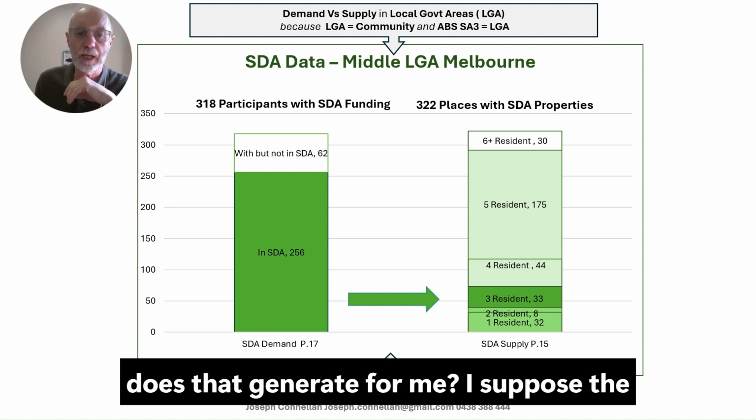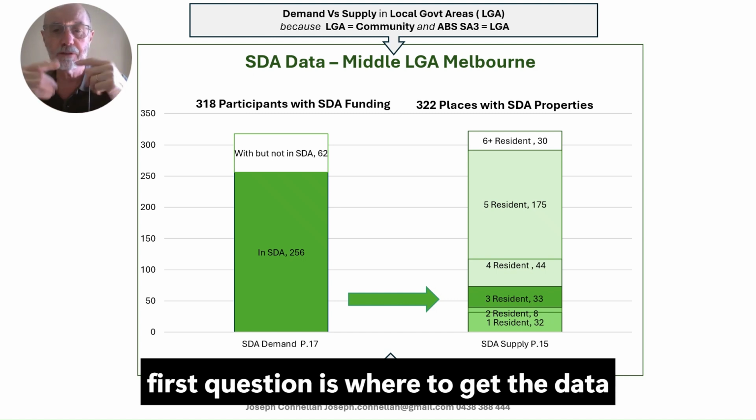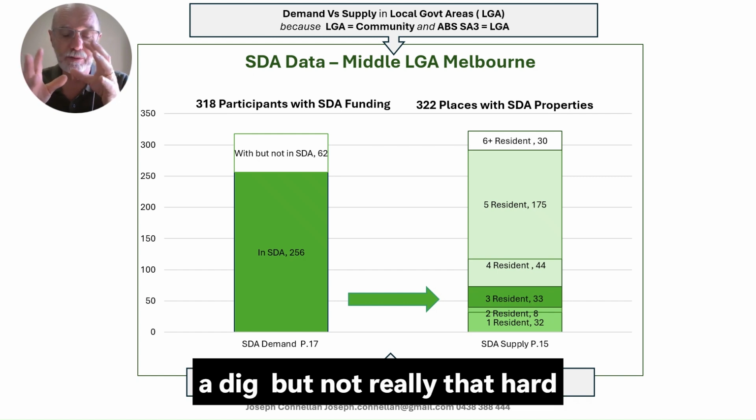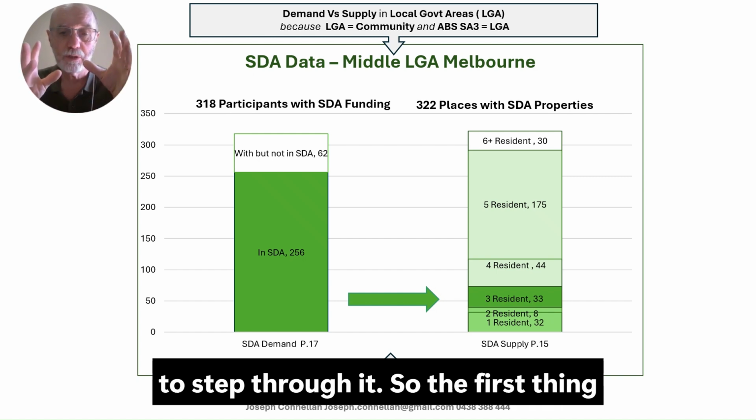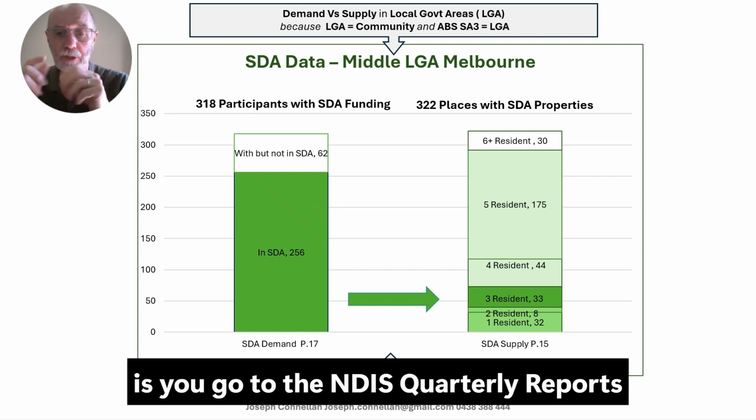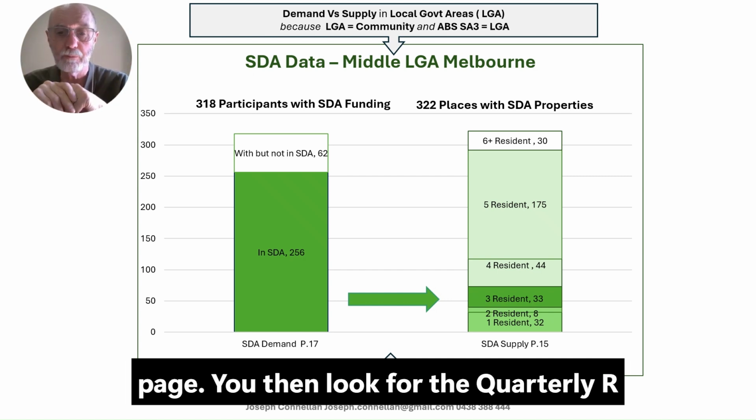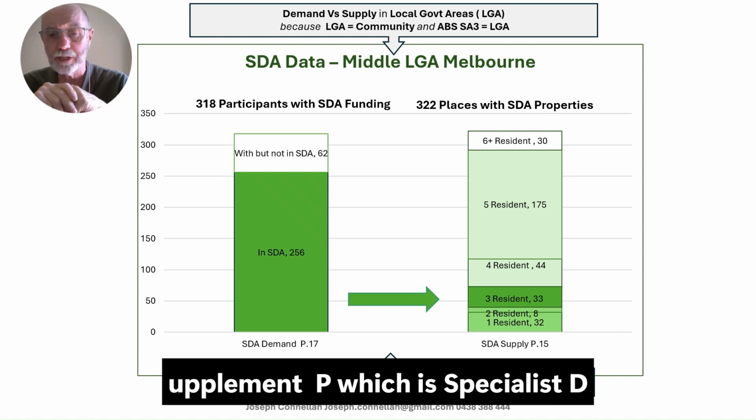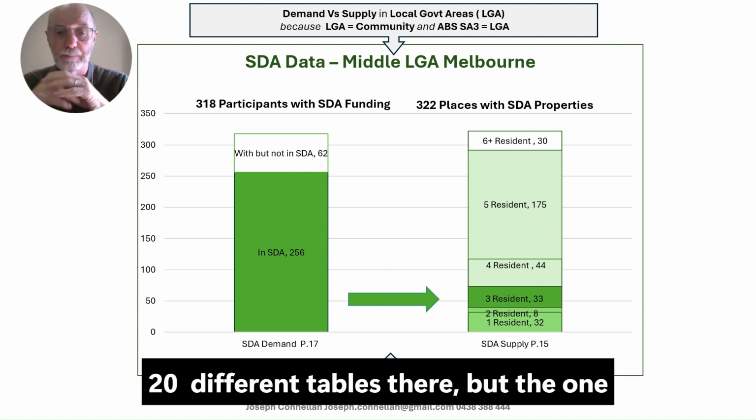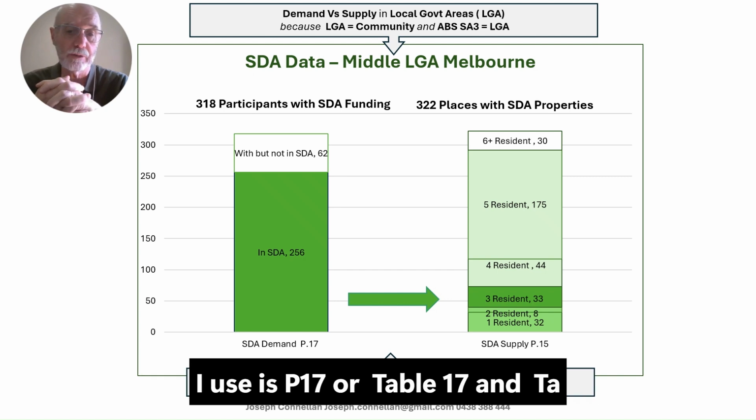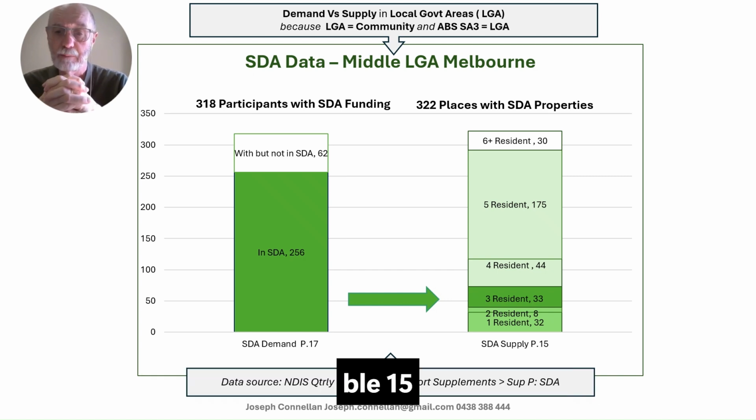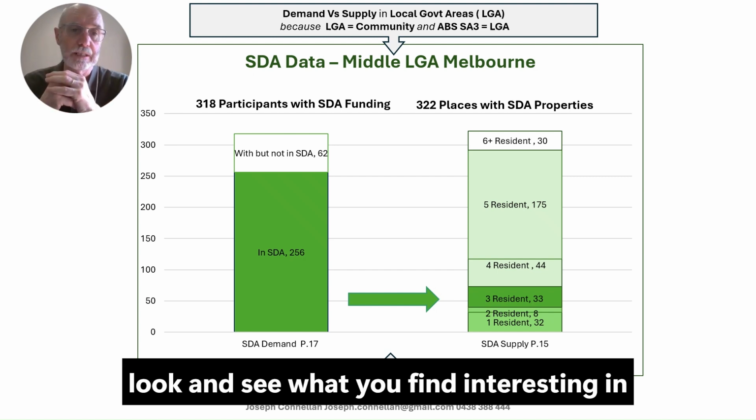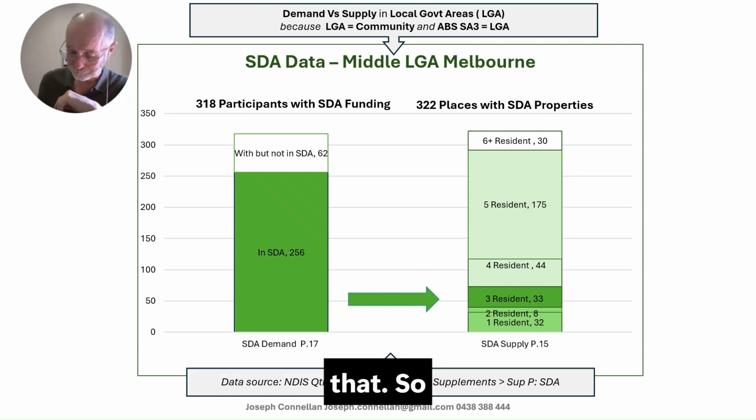So what sort of questions does that generate for me? I suppose the first question is where to get the data from. It's a bit of a dig, but it's not really that hard if you step through it. First you go to the NDIS quarterly reports page. You then look for the quarterly report supplements and look for supplement P, which is specialist disability accommodation. There are about 20 something different tables there, but the ones I use are table 17 and table 15, one for demand and one for supply, that you can have a dig around and see what you find interesting in that.